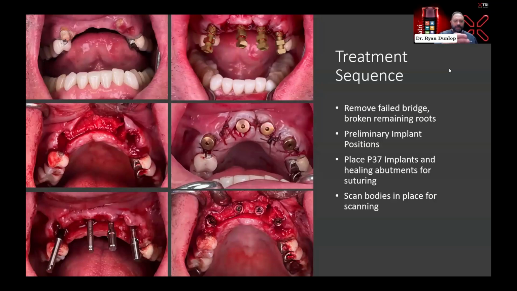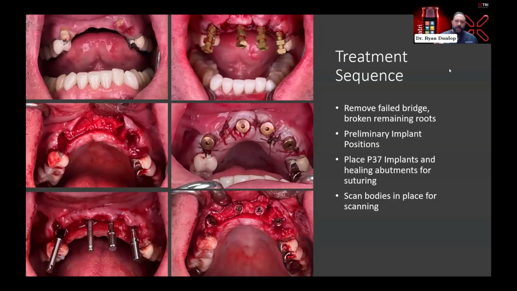So in the middle left, I've raised a flap. I've taken the rest of the teeth out. I've curetted the sockets. I've reduced the ridge where needed, and I'm ready to place some implants. So on the bottom left, you can see the 4 matrix implants and osteotomies in place. Then you can see on the bottom right, I've got 4 implants in place. These are all going to be splinted.